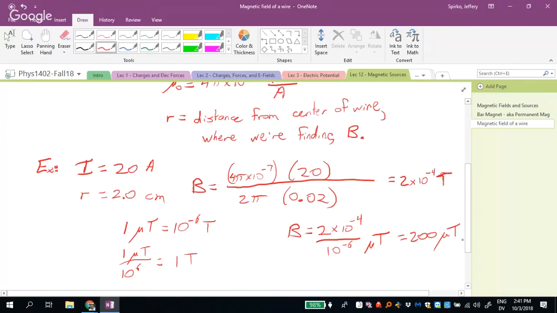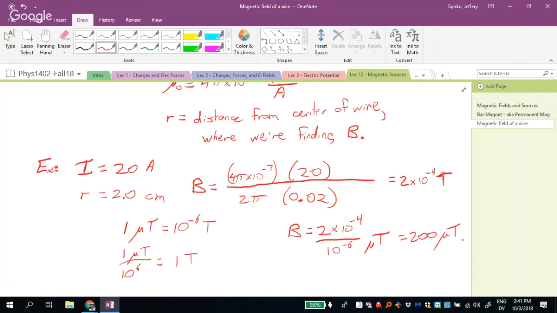So this is the magnetic field due to a fairly sizable current. We don't normally encounter currents quite that strong. Most of our household electricity doesn't have currents quite that strong. Maybe a washing machine or a dryer, something that uses a lot of electricity might be that strong. And that would completely swamp out Earth's magnetic field, at least if you're at that distance.